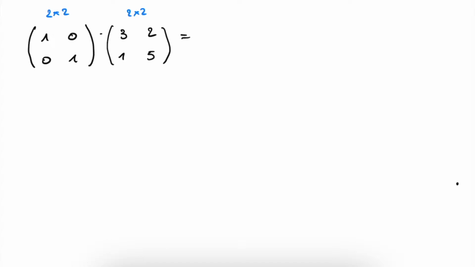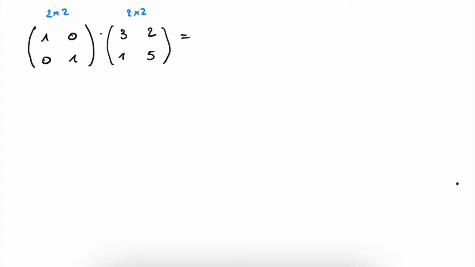To identify whether we can even make this multiplication, we look at these inner numbers, and they have to be equal to be able to perform this multiplication. If they are not equal, then the multiplication of these two matrices is not defined. In this case it is, so we are able to do this multiplication.